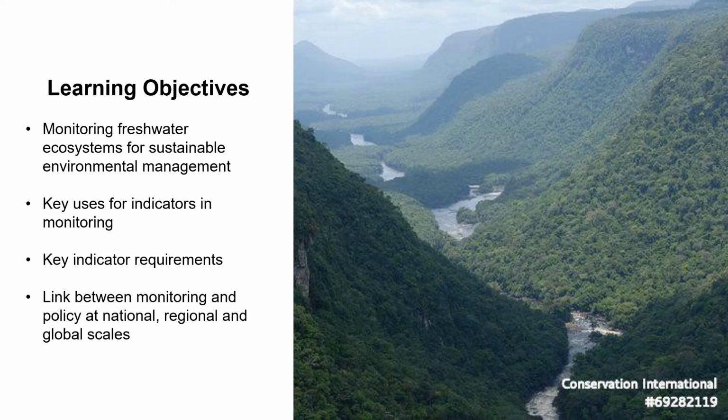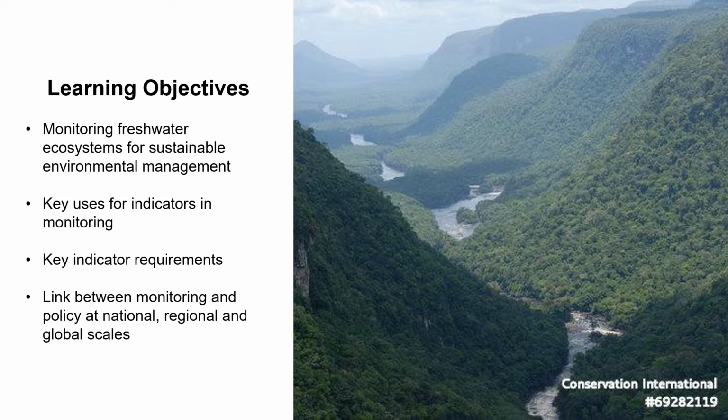In this session, we will review the stresses that aquatic ecosystems are under and how ecosystem degradation ultimately leads to a loss of biodiversity and ecosystem function. Without monitoring ecosystems, it is not possible to track how they change. Indicators can be used to monitor the state of aquatic ecosystems as part of assessments. Indicators have specific purposes and key requirements.